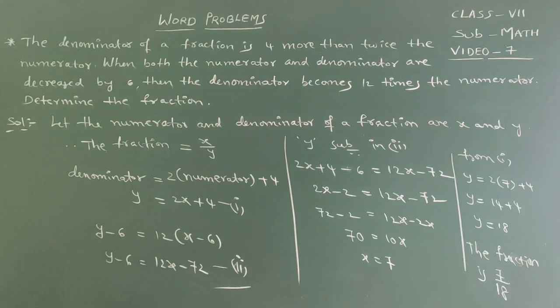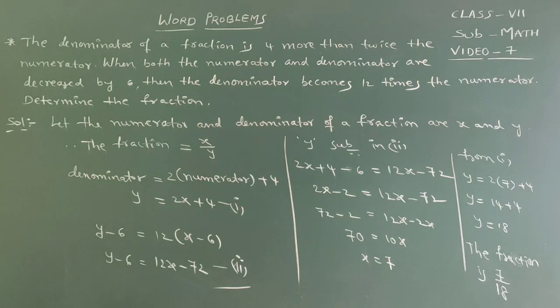On series one, the denominator of a fraction is 4 more than twice the numerator. That is the first condition. Second, when both numerator and denominator are decreased by 6, then the denominator becomes 12 times the numerator. Determine the fraction. In a fraction, we have numerator and denominator.